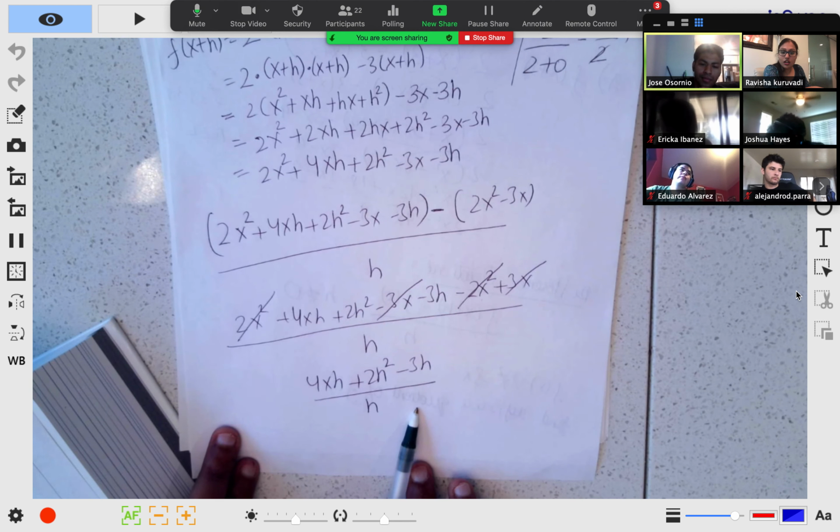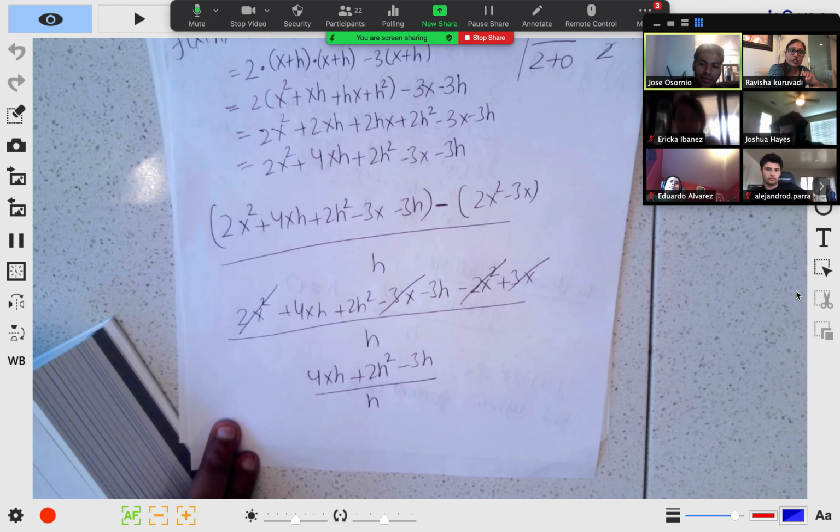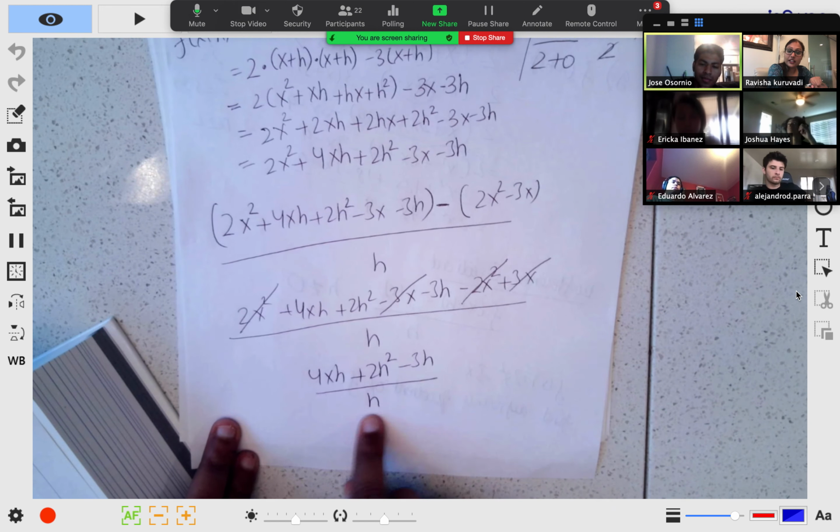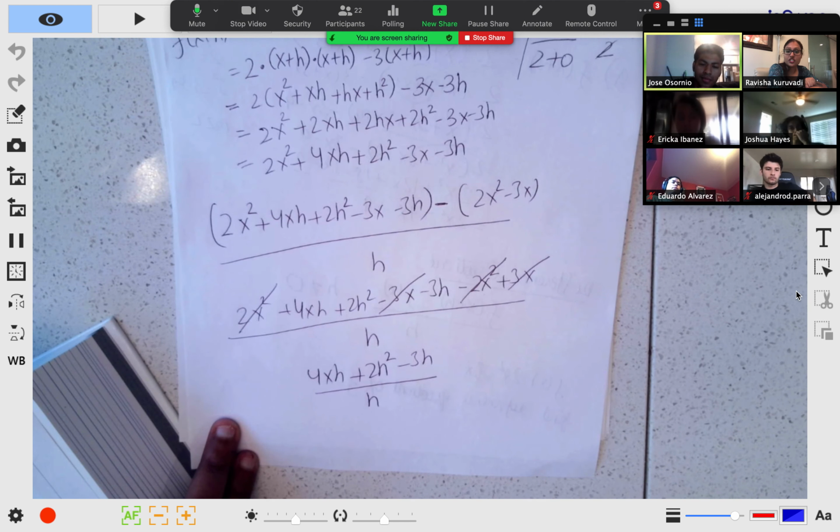This is not your answer because you cannot leave just h at the bottom, because what if I put my h as 0? Then this thing will not be defined. You have to try what happens if I put my h as 0. If I put h as 0, this will become undefined. So I need to get rid of this bottom h here, just h.